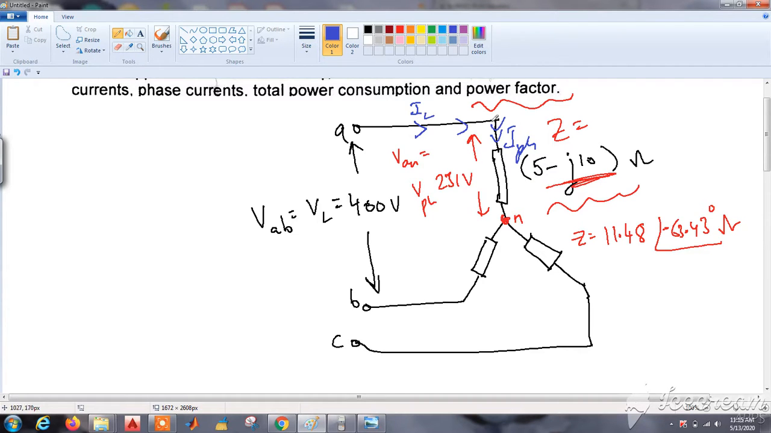And we can easily calculate phase current. Here we have phase voltage and we have phase impedance. So what is Ohm's law? V is equal to I into Z. So I will be V by Z, that is phase current is equal to phase voltage divided by phase impedance. So we are getting 20.66 amperes.